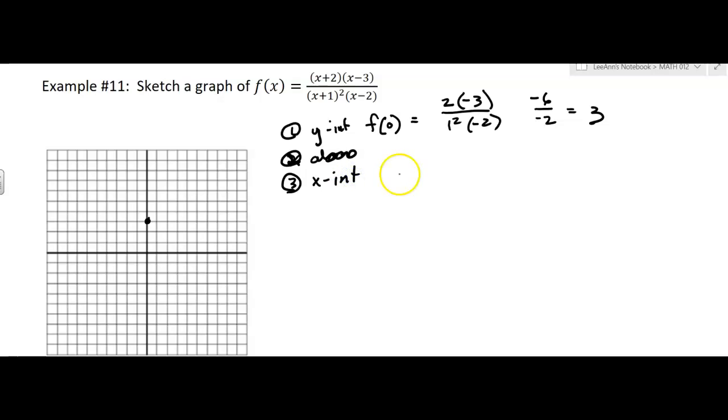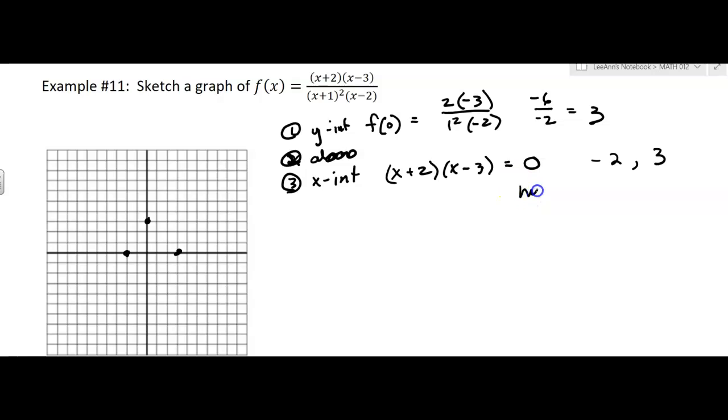And so we're going to take the numerator, x plus 2 times x minus 3, and set that to 0. And so we're going to get x-intercepts at negative 2 and 3. So we can graph those points. Negative 2 and 1, 2, 3. Okay, so we've got those points graphed. Now what do we want to find? Oh, the multiplicity.